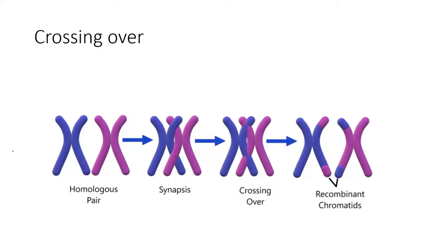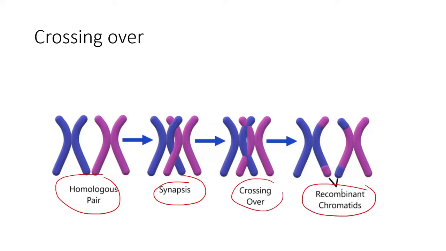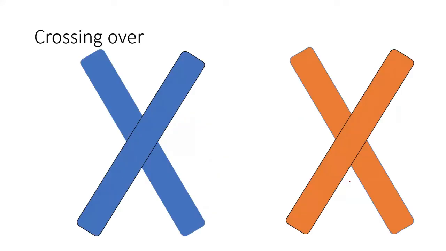There's one diagram showing it where you've got these homologous pairs and they come together and overlap in a process we call synapsis. Then there's the crossing over where they swap bits of DNA and then they look like something new. We call these recombinant chromatids because they've recombined their genetic material. Let's look at what that would look like in action.